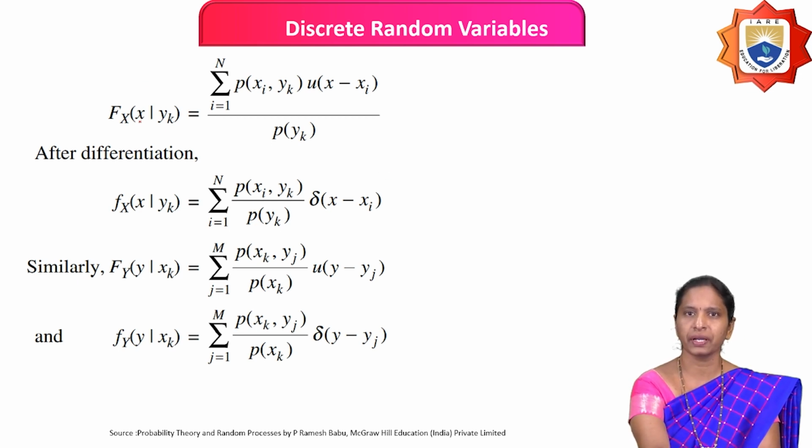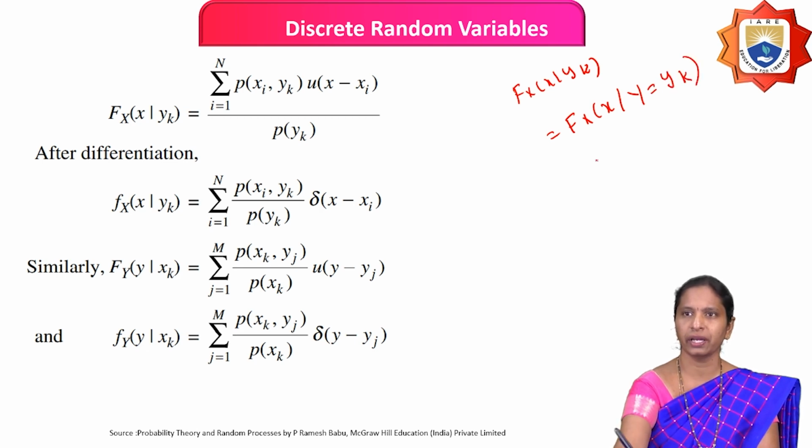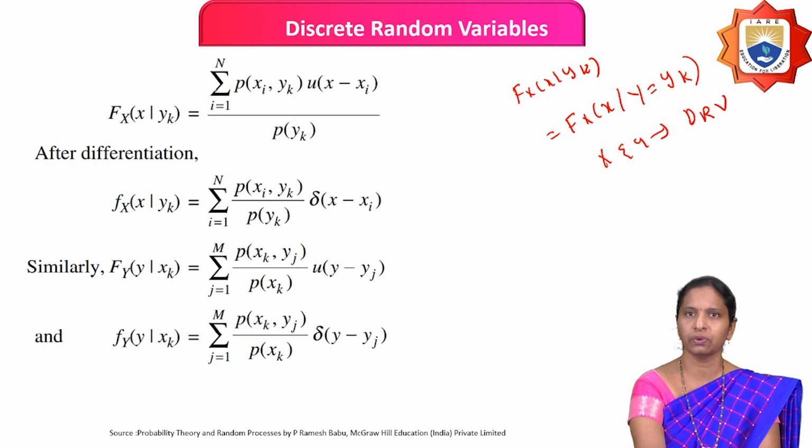Similarly, if you want it for discrete random variables, how can you write down the conditional distribution function FX(x/yk)? What do you mean by FX(x/yk)? It means the conditional distribution function of the random variable X such that the discrete random variable Y takes a single value Y equals yk. Here both X and Y are which type of random variables? Discrete random variables. So for discrete random variables, the conditional distribution function FX(x/yk) is equal to the sum over i equals 1 to n of P(xi, yk) times u(x minus xi).